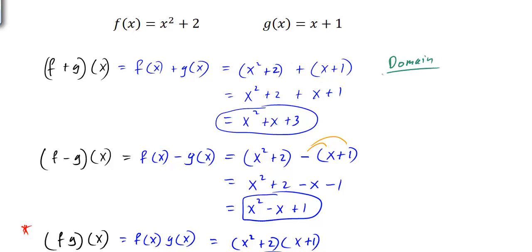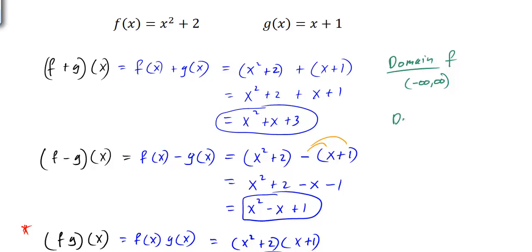If we wanted to look at the domain of function f up here, x squared plus 2, well, hopefully you realize we can square any number and add 2 to it, and x squared plus 2 is a polynomial function, so that means the domain would simply be all real numbers.